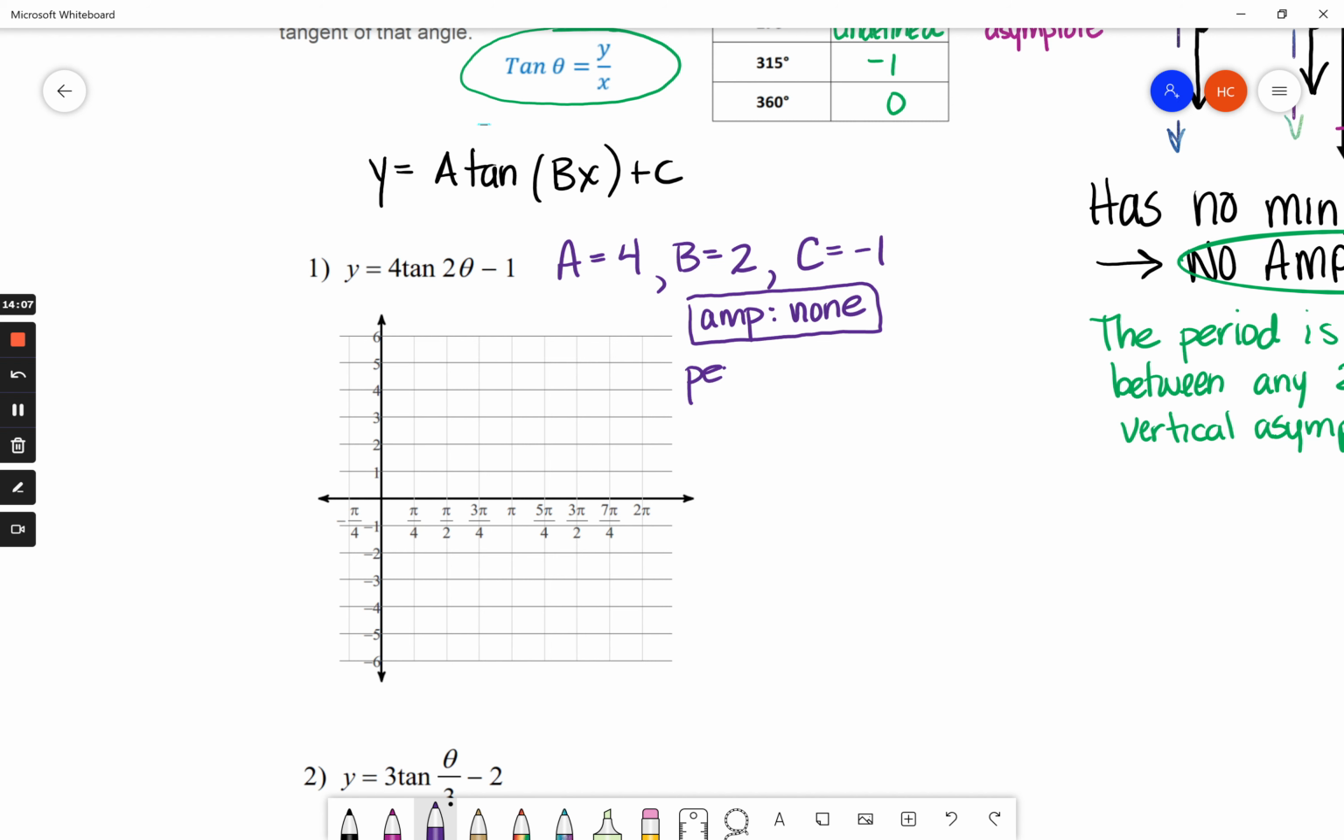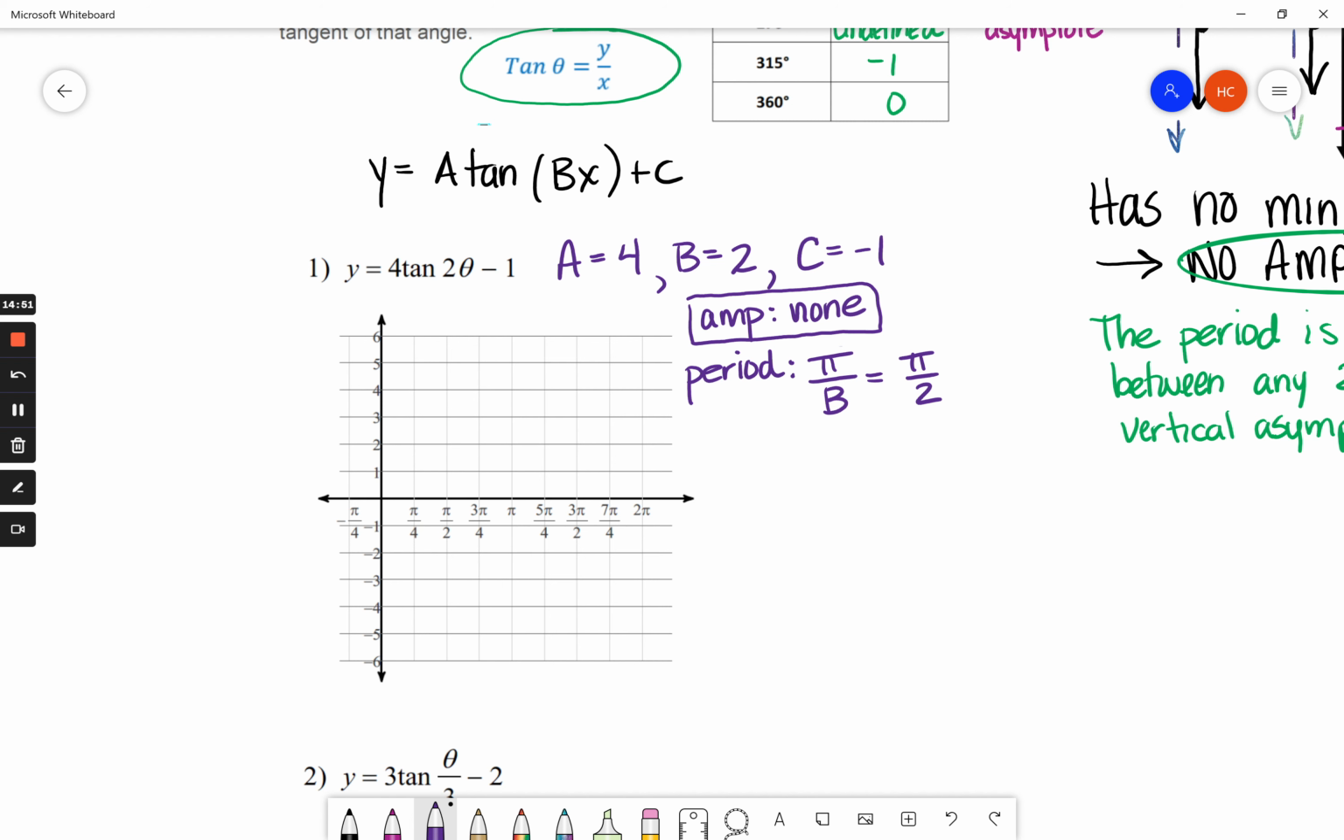Now, to calculate your period for tangent functions, instead of 2 pi over b, as we've done in sine and cosine, it's going to change to pi over b, because pi is the length of the period of our parent function. So in this problem, our b value was 2. So pi divided by 2 is the length of the period of this graph. From one asymptote to the next, it should be pi over 2 long.